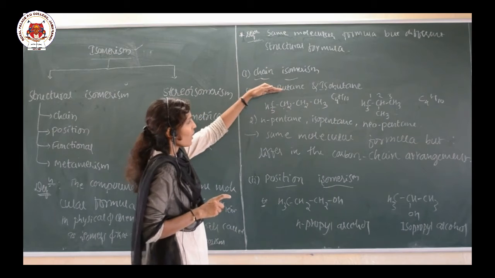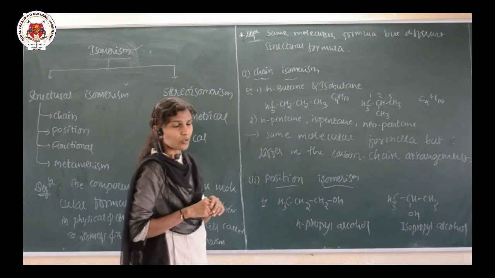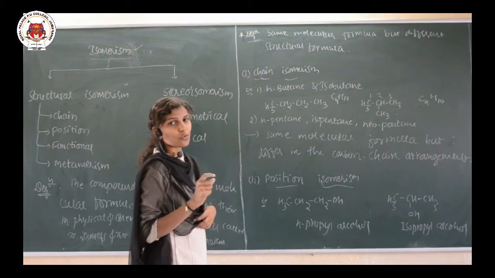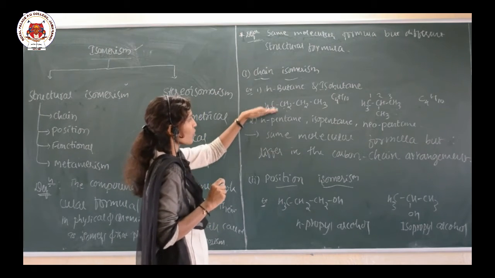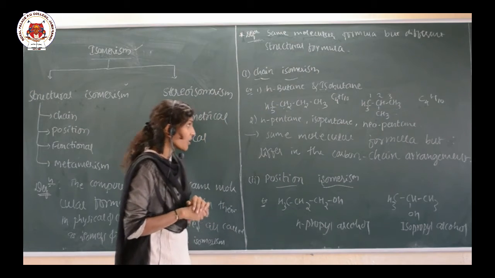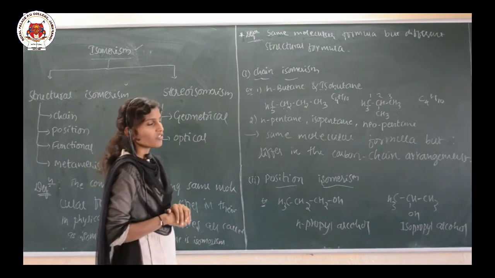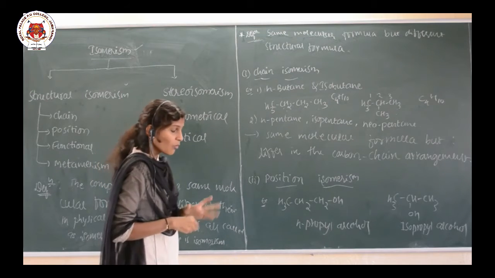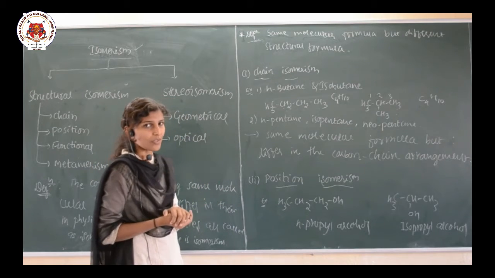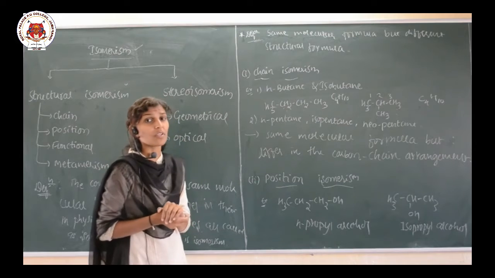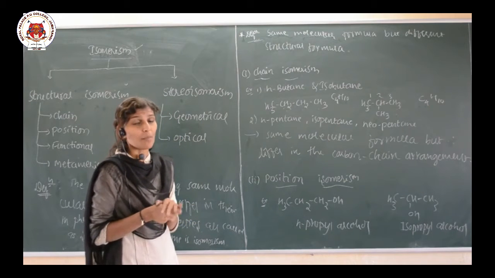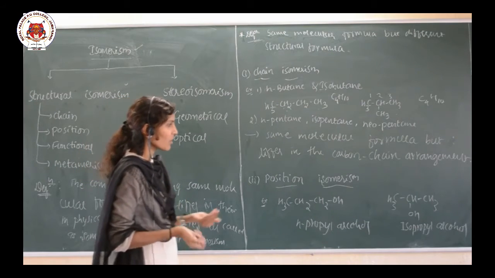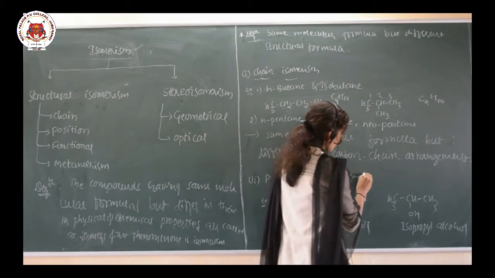Like how I have shown for butane and isobutane, similarly you should draw their structures and send that to me as homework. Okay, so this is how we can explain chain isomerism. And the next one is position isomerism. The name itself indicates that the compounds have the same molecular formula but differ in the position of the functional group.